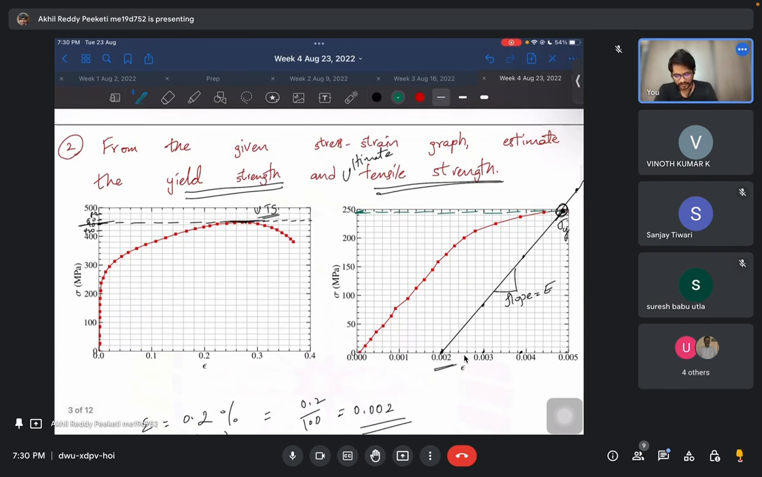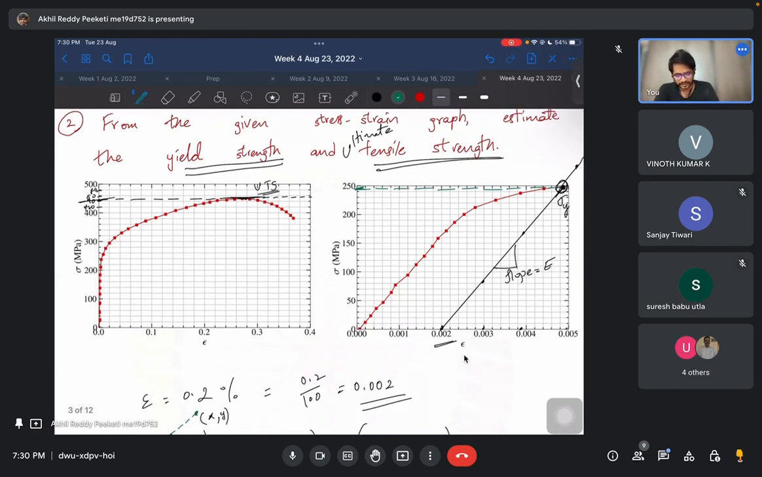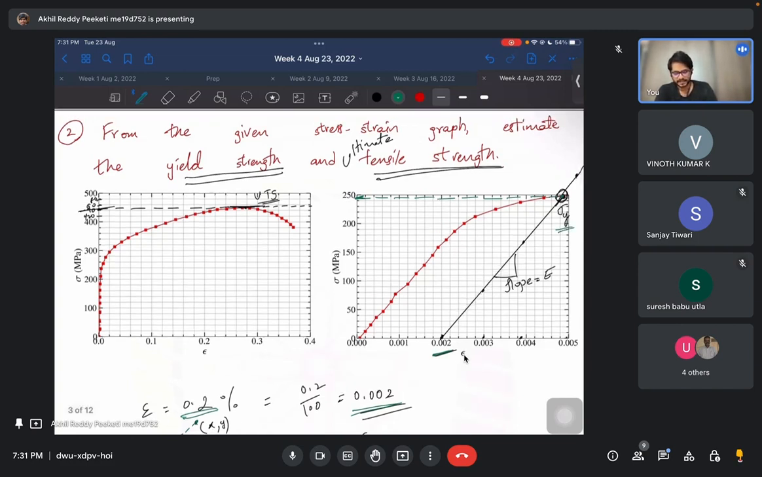Yeah. So the second question is to find the yield strength and the ultimate tensile strength. It's very difficult to identify from where the plastic deformation starts. So the general thumb rule is you take the 0.2% strain, which corresponds to a strain of 0.002, and draw a line parallel to the elastic region. The point at which it intersects the graph is taken as the yield strength. Okay. And for the ultimate tensile strength, it is the peak of the stress strain graph, or the point at which it starts necking. So that is the ultimate tensile strength.